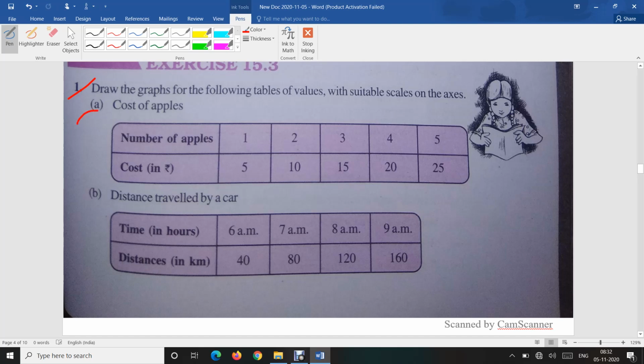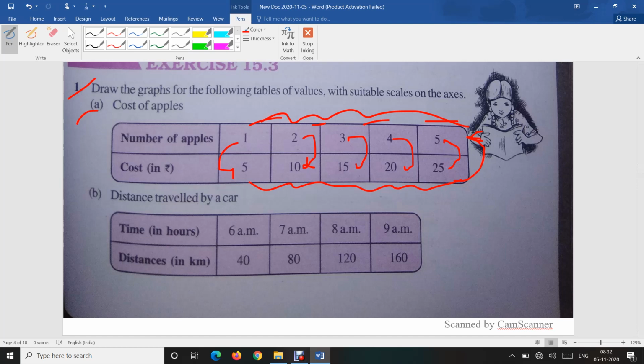Here the first is the cost of apples. The number of apples is given as 1, 2, 3, 4. Cost for 1 apple is 5 rupees. Cost for 2 apples is 10 rupees. 3 for 15, 4 for 20 and 5 for 25. That means the number of apples is increasing, so cost is also increasing. That means cost depends on the quantity of the apples.